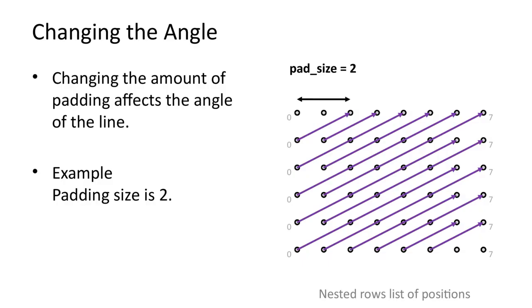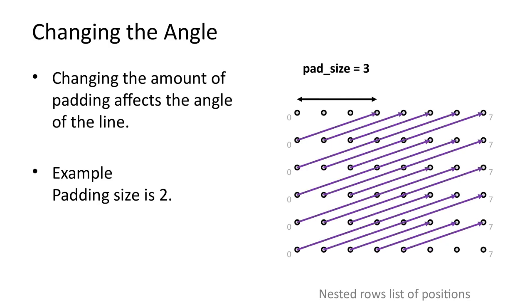In the previous example, padding size was set to 1. The padding size can also be set to a higher number. This will change the angle of the diagonals. The diagram shows what happens when we set the padding size to 2. The total number of 0 values added to each sub-list will then be 6. And here you can see the result when the padding size is set to 3. The total number of 0 values added to each sub-list will then be 9.